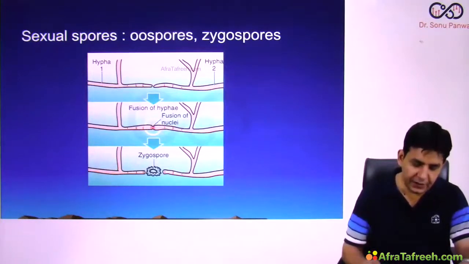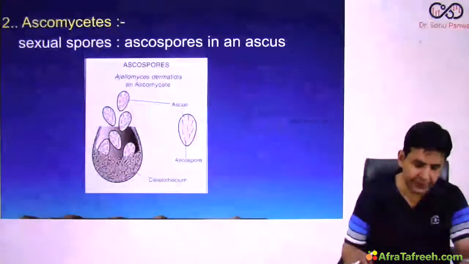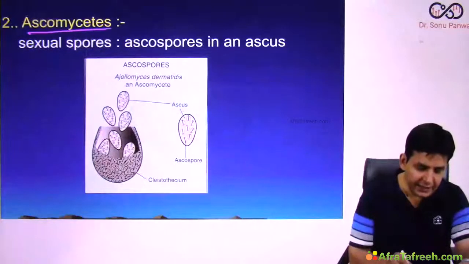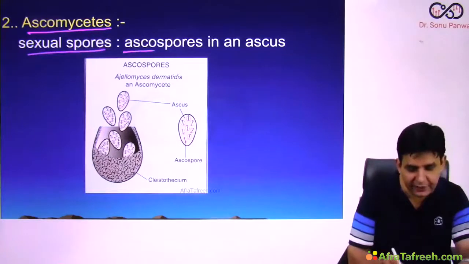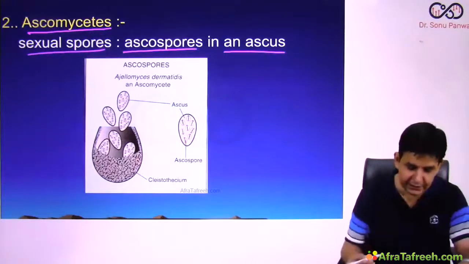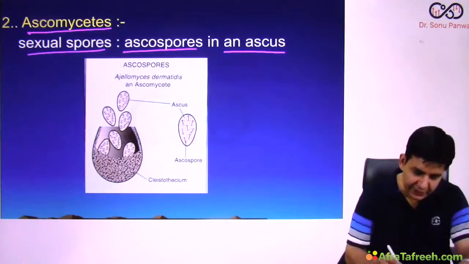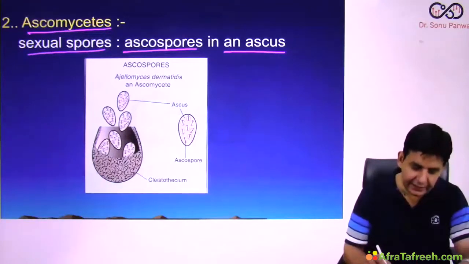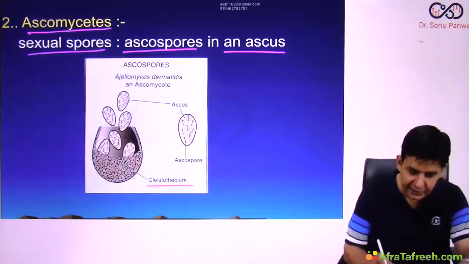This is the way the zygospores undergo reproduction: a fusion of hyphae happens, a fusion of nuclei, and there is zygospore formation. The other one is ascomycetes, and they have ascospores in an ascus. This structure is termed as ascus, and inside that there are ascospores, and this particular one is termed as cleistothecium.